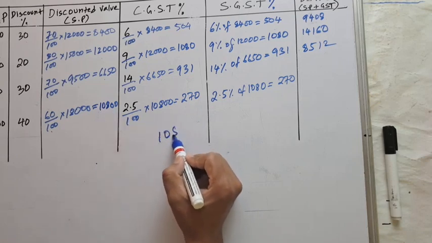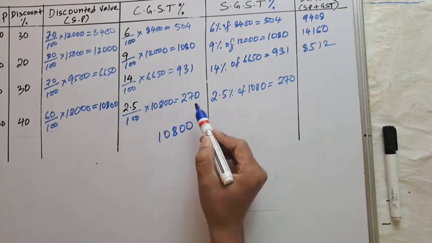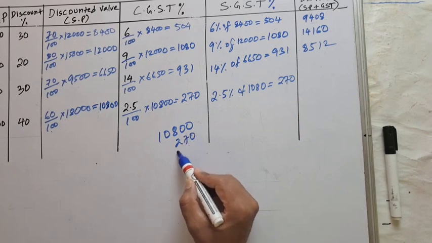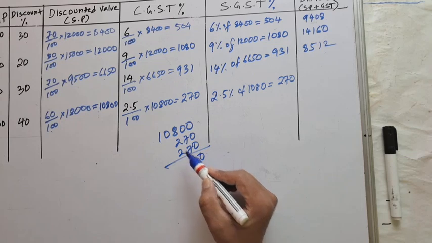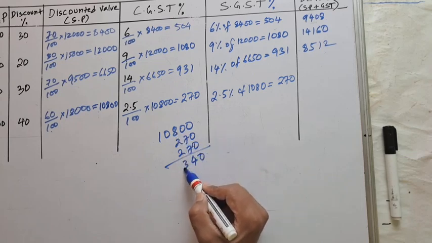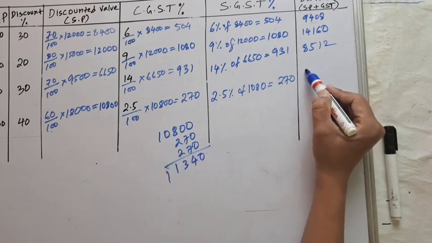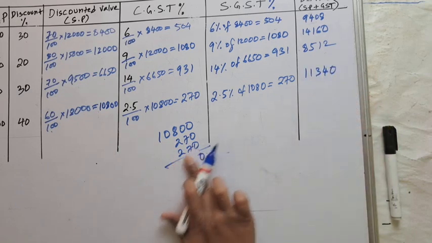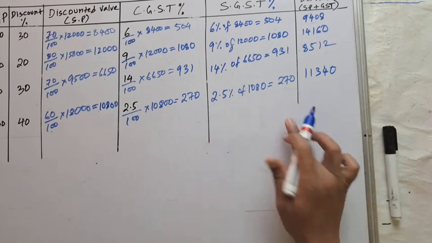10,800. 10,800 is the selling price. 270 and 270 is the tax. So 0. 7 plus 7 is 14. 8, 10. 10 plus 2, 12. 12 plus 1, 13. 3. So 1, 1. 11,340. 11,340 is the total bill amount after adding the taxes. So we are asked to calculate the total bill amount, isn't it?